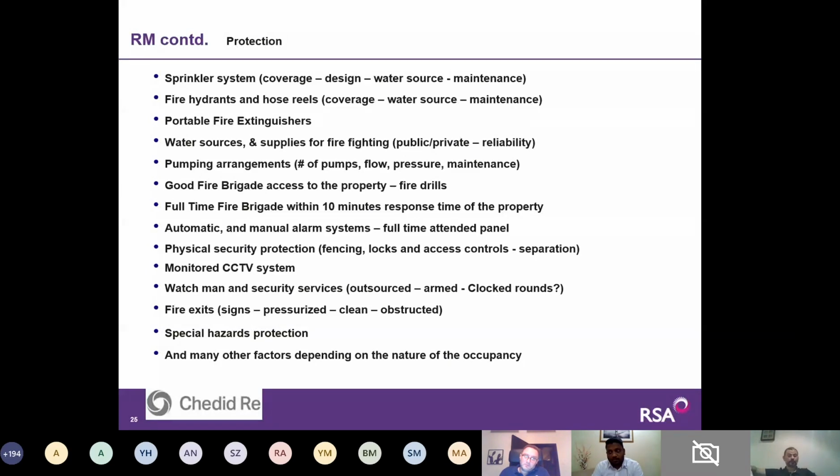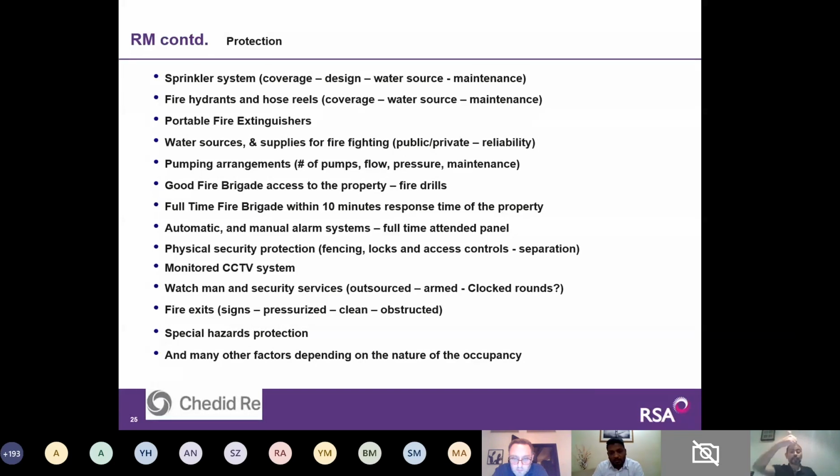Pumping arrangements. Do you have a manual pump? Do you have an automatic pump? What's the difference between manual pump and automatic pump? Manual fire pump, you have to observe the fire, go directly to find the key of the pump room, open, go inside, try to operate the pump. If it works, that's fine. You'll start fighting the fire. If it doesn't work, you'll keep trying. The fire is becoming bigger.